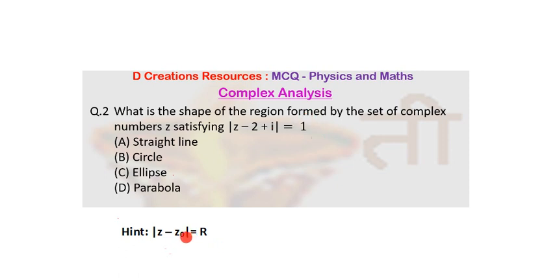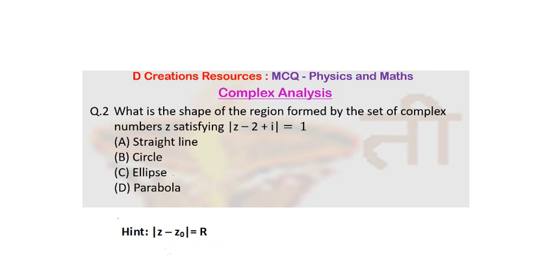What is the center z0? Now, if you compare it to the equation, you can see that 2 minus i is going to be the center, because it can be rewritten as z minus (2 minus i). So try to imagine where the circle is going to be located in the Argand diagram.